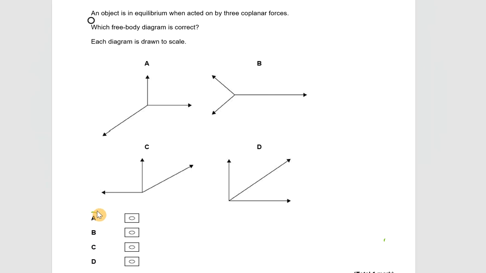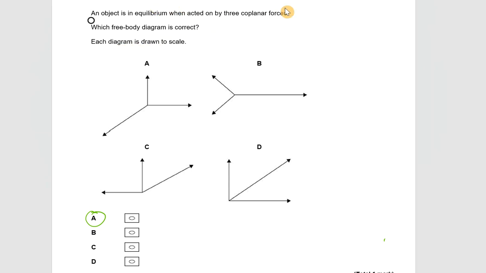If you got the answer A, well done. So, an object is in equilibrium when acted on by three coplanar forces. Coplanar means they're just all on the same plane. We can think of that plane as being this piece of paper here. Which free body diagram is correct? Each diagram is drawn to scale.